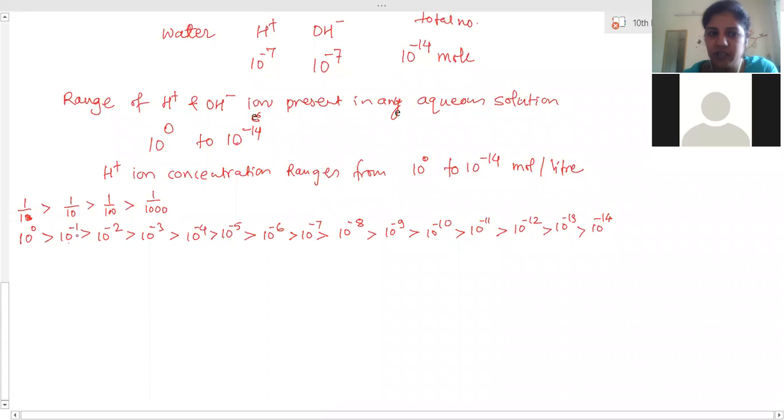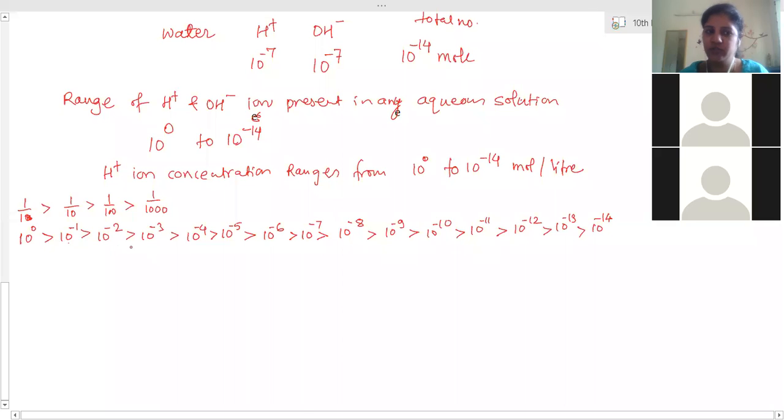Now, if you compare these two, which one has more H plus ion concentration? 10 to the power minus 1 has more H plus ions. That means that solution is more acidic. Then between these two, 10 to the power minus 2 has more. So out of these four, which one is most acidic? 10 to the power 0 is most acidic.